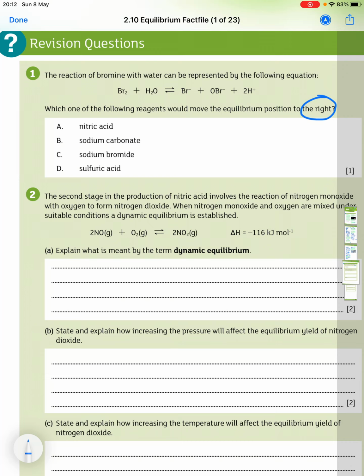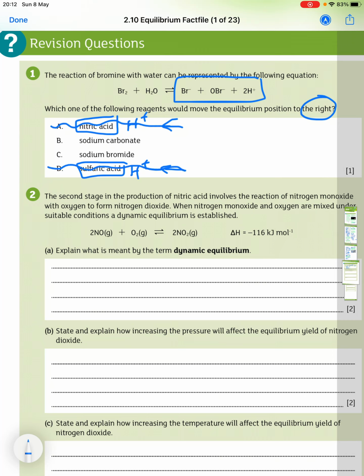So if we look at the equation on the right hand side, we have bromide ions, we have this OBr minus, and we have the hydrogen ions. So we can rule out the acids. If we add sulfuric acid or nitric acid, they're both going to add H pluses. And that will shift equilibrium then to the left because the system will compensate to remove the excess hydrogen ions that appear. So we can rule out those two.